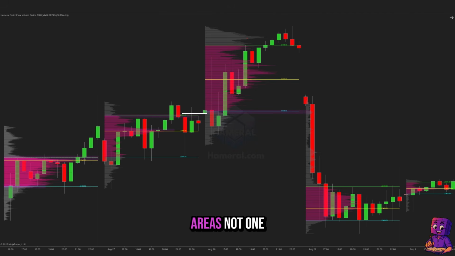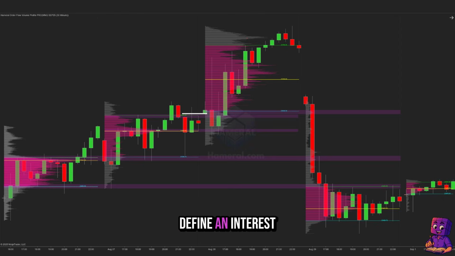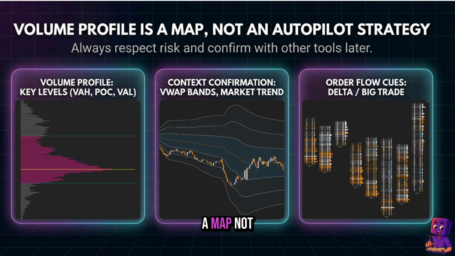Treat levels as areas, not one-tick lines. The best approach is to align volume profile levels with other volume profile levels. You can also define an interest area between levels, from the bottom to the top of the move. Volume profile is a map, not an autopilot strategy. Always respect risk and confirm with other tools later.